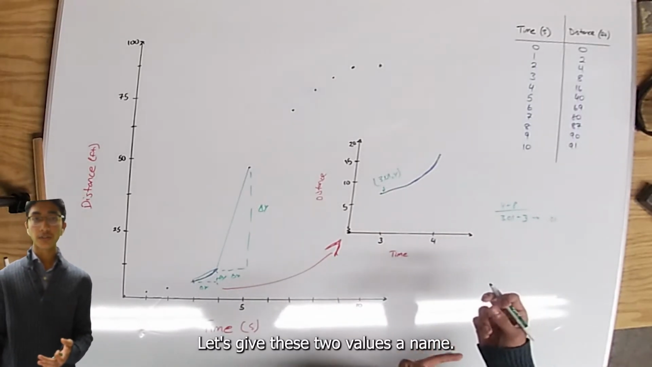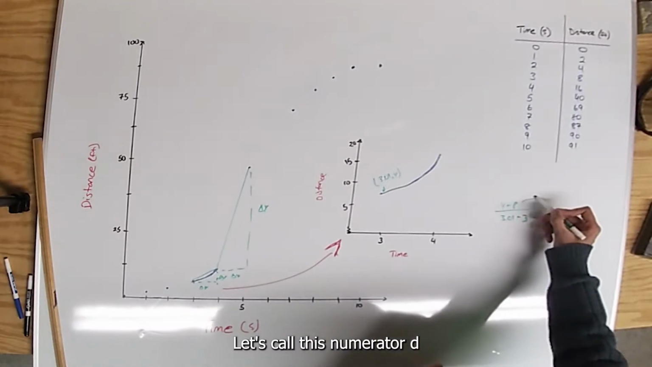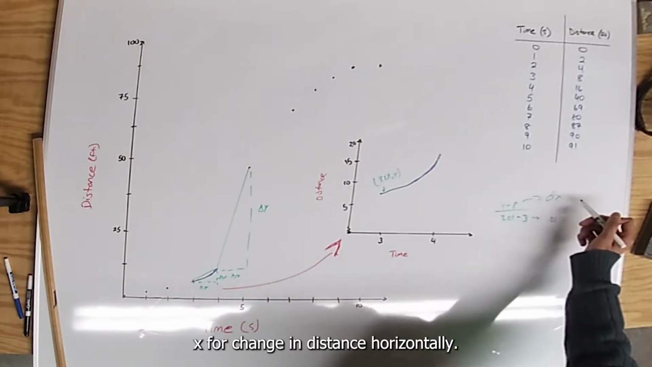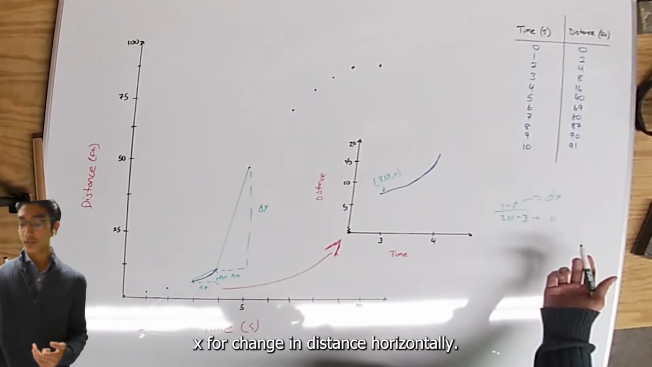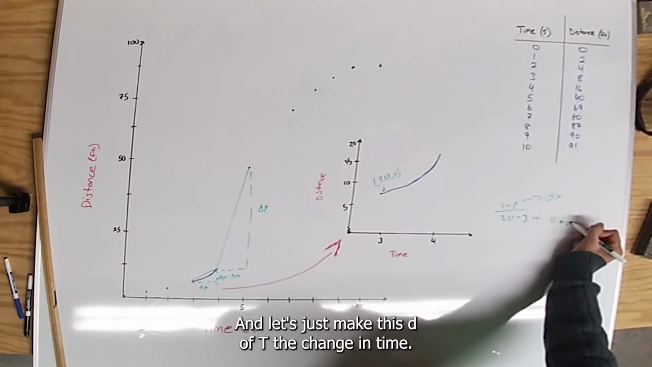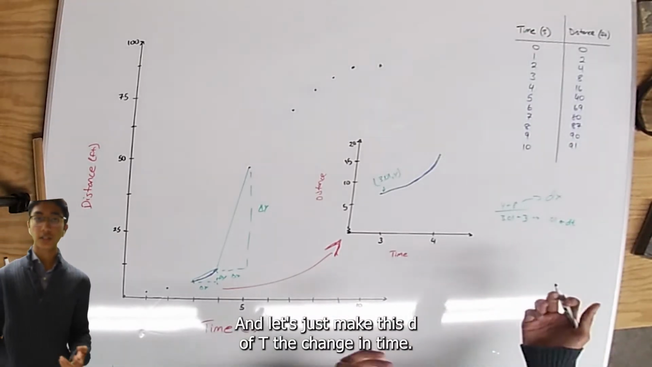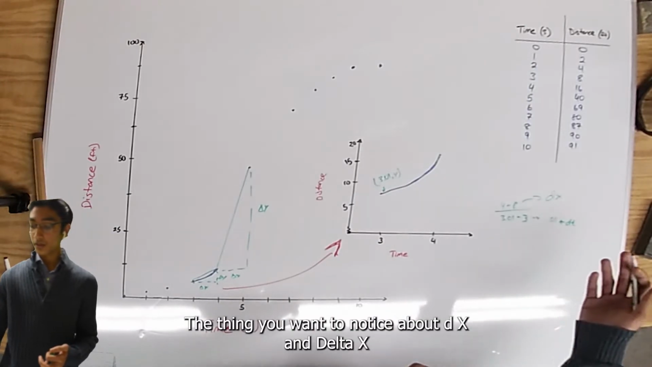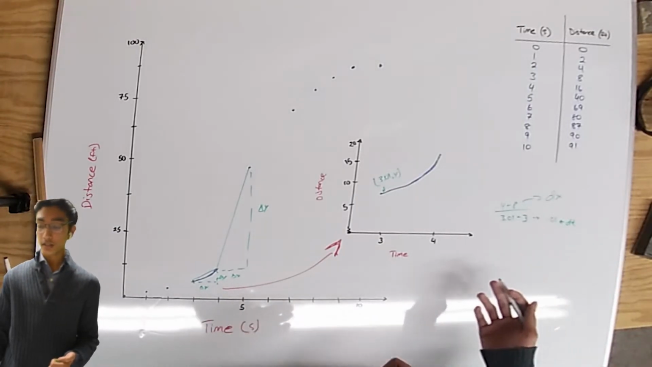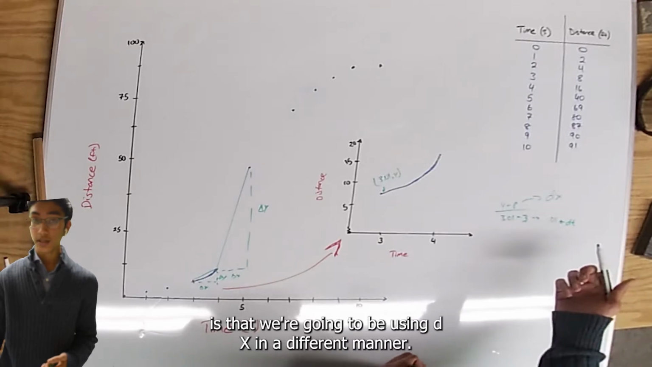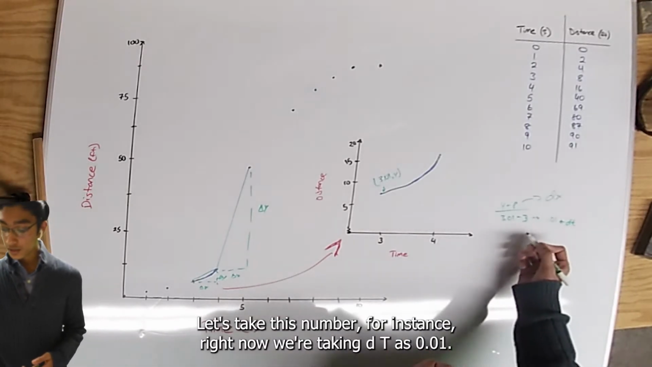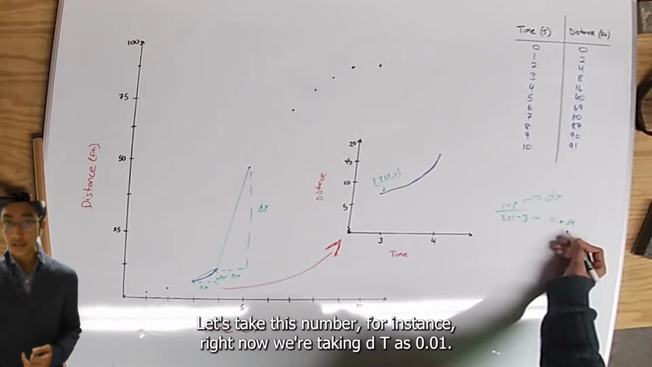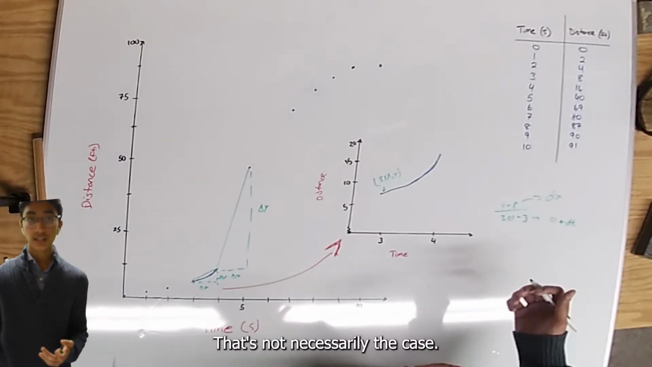Let's give these two values a name. Let's call this numerator dx for change in distance horizontally, and let's just make this dt, the change in time. The thing you want to notice about dx and delta x is that we're going to be using dx in a different manner. Let's take this number for instance. Right now we're taking dt as 0.01. That's not necessarily the case.